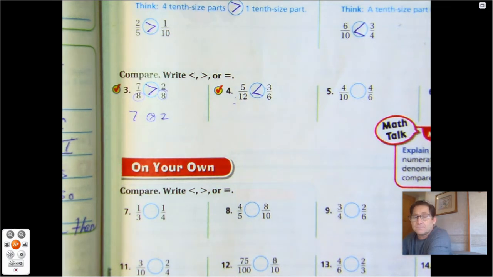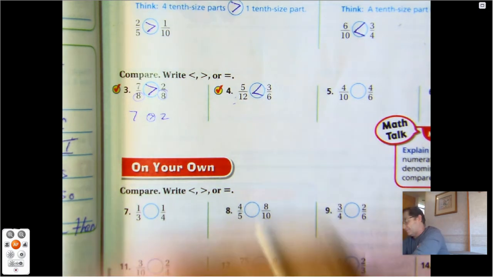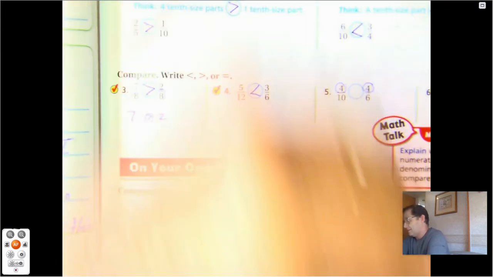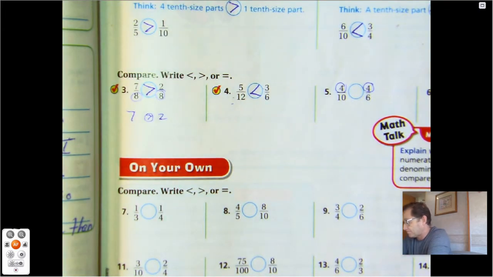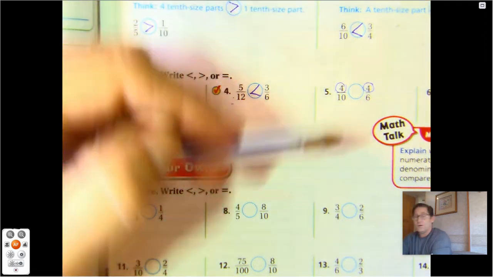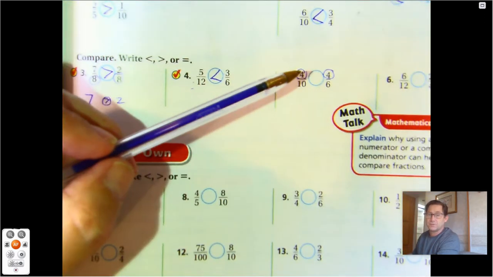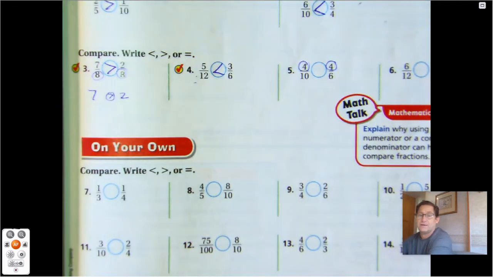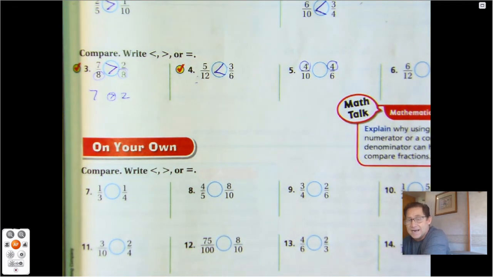4/10 and 6/10. Well, the numerators are the same, so compare the size of the denominators, or the size of the equal size parts. A sixth is bigger than a tenth.